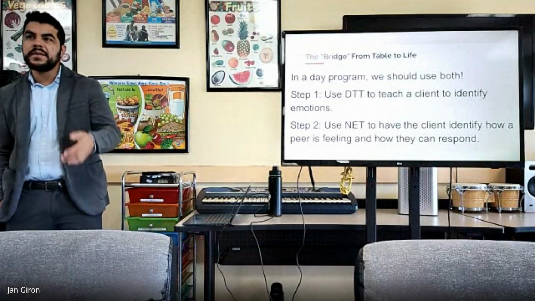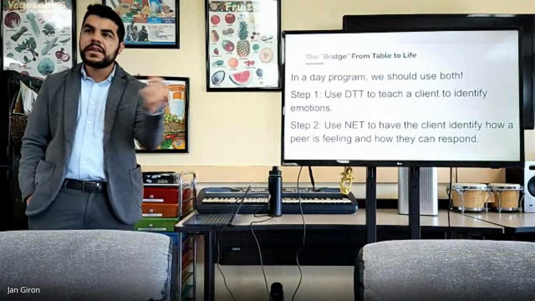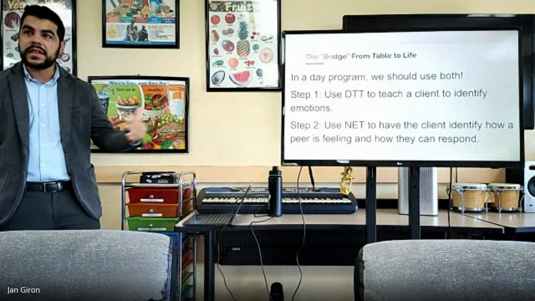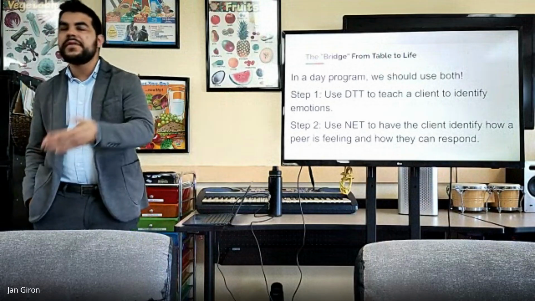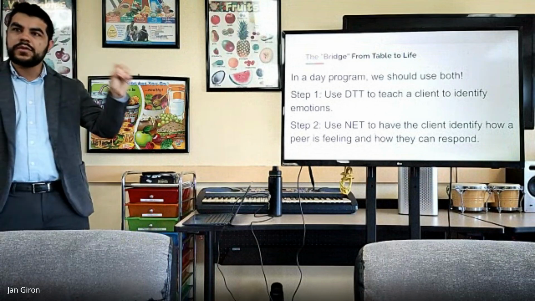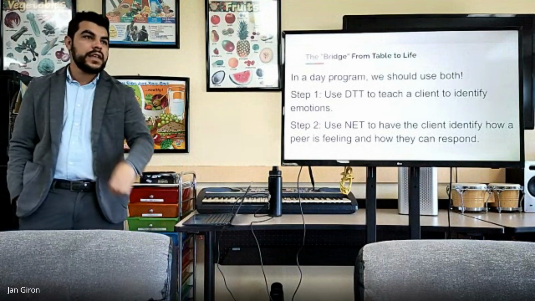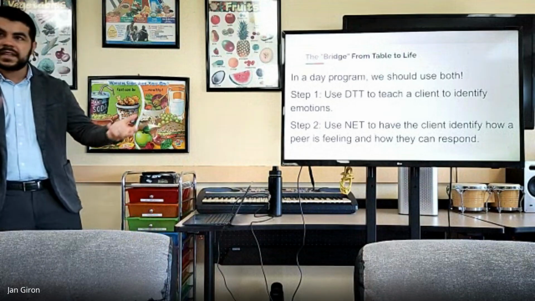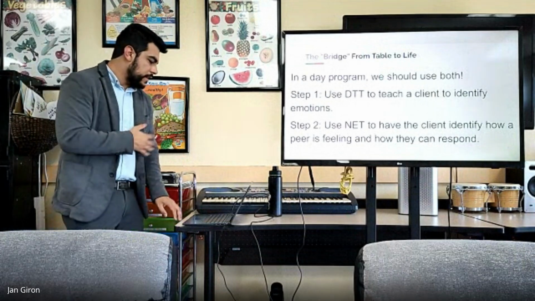That can be done at the table. We can show them a picture, a smiley face, or even better, a stock image of someone, and then ask them, how do they feel? And then they can correctly answer: they feel sad, they feel happy, they feel mad. From there, we can take that and work on social skills, for them to be able to infer how their peers feel, or give them a scenario and ask how they might feel in that context. And that would be more NET than DTT.